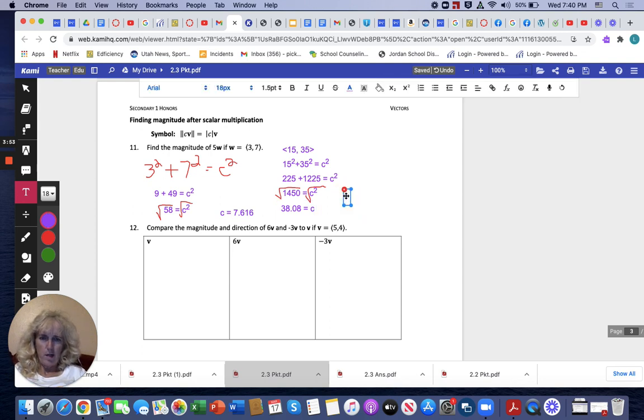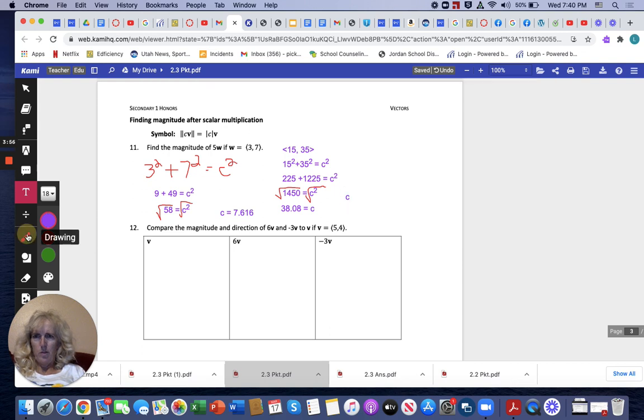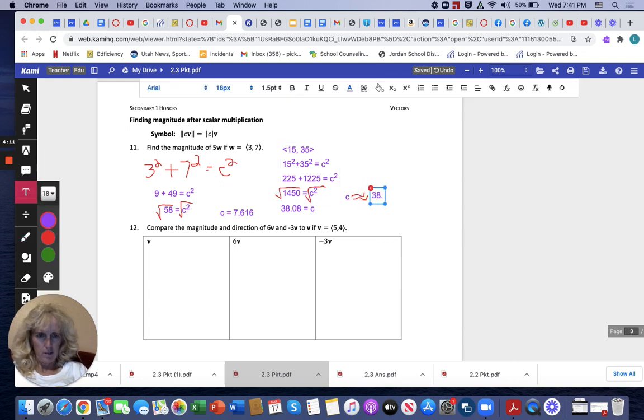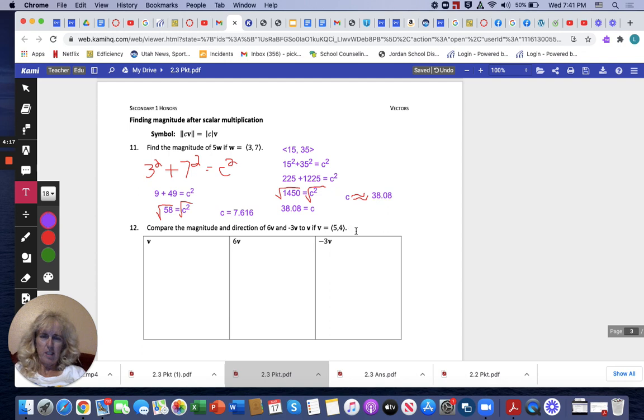And just so you are aware, when you say approximate in math, technically it should be like a wavy equal sign. So it's approximately equal to, again, 38.08. Now, if we go back to our original c, 7.616, and we multiply that by 5, do we get this 38.08? Let's find out. So 7.616 times 5, and that equals 38.08.